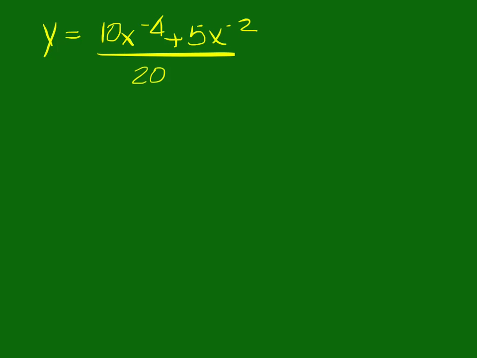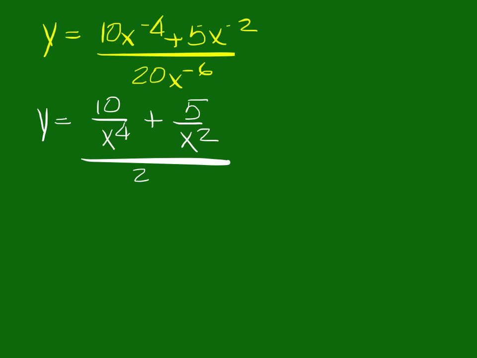Find the derivative of this expression: 10x to the negative fourth plus 5x to the negative second over 20x to the negative sixth. Alright, let's simplify first and make this 10 over x to the fourth plus 5 over x to the second, and on the bottom 20 over x to the sixth.